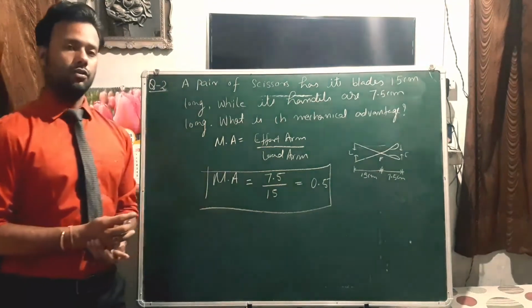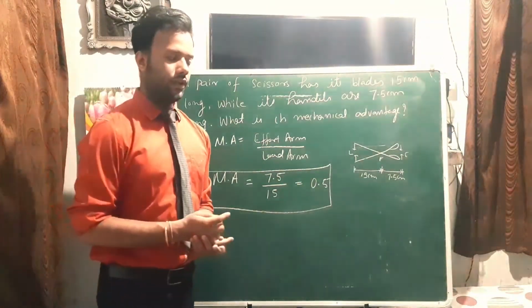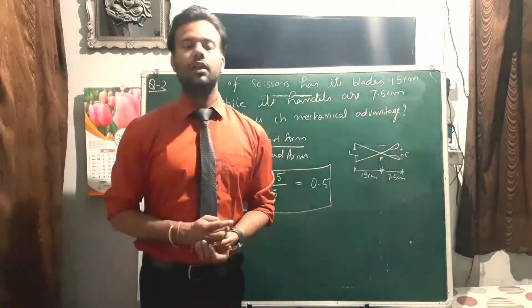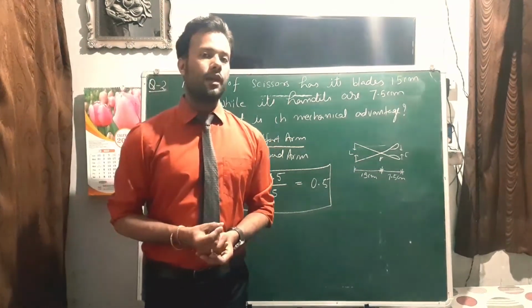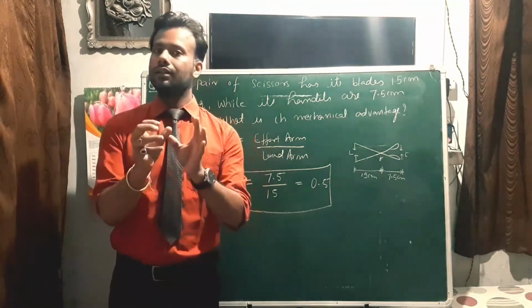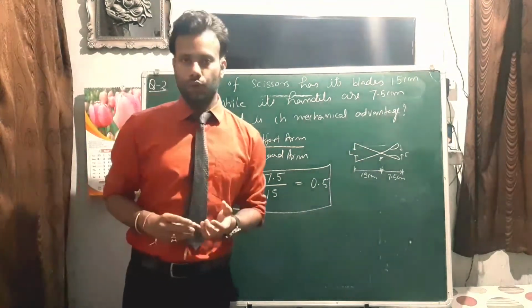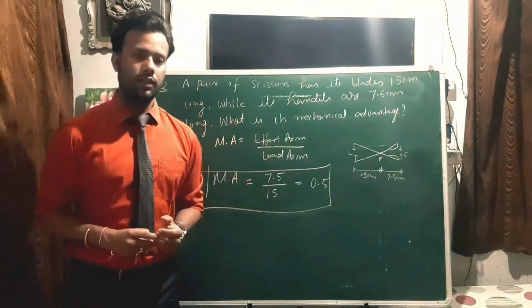As you can see that in this case, the value of mechanical advantage is less than 1, right? And you know that the value of mechanical advantage in class 1 lever can be less than 1 or can be greater than 1. It depends upon the length of the effort arm and the load arm. Okay, so let's see the next numerical.